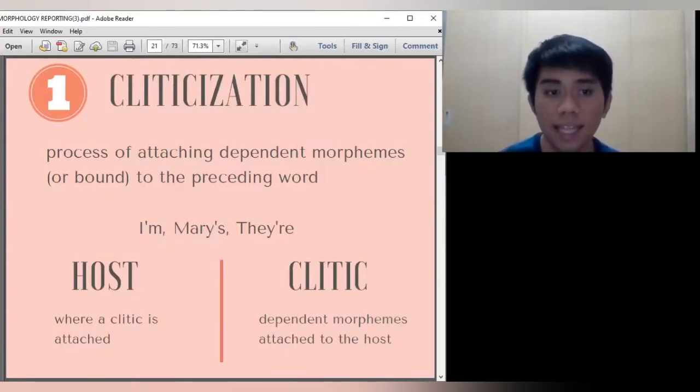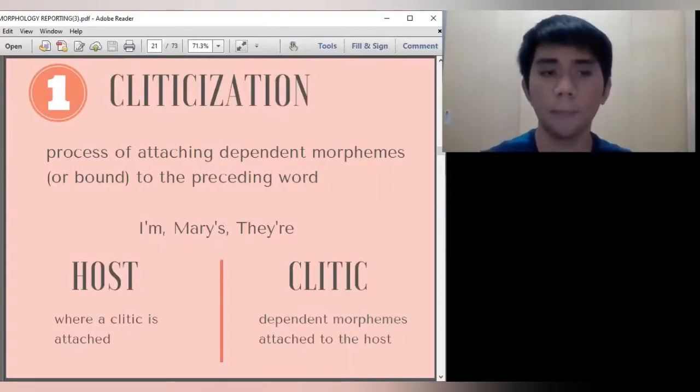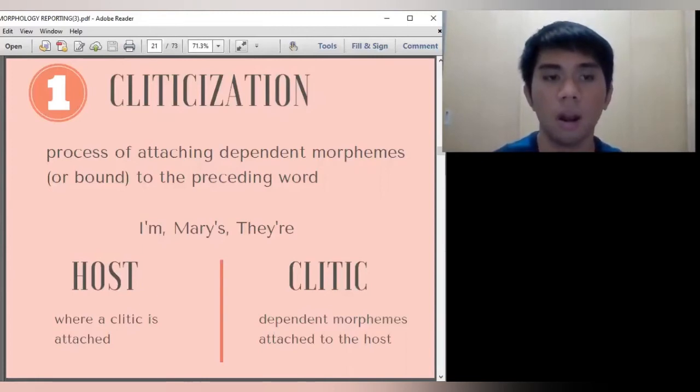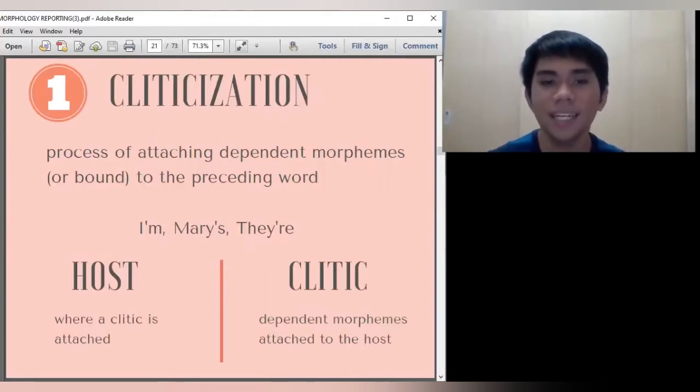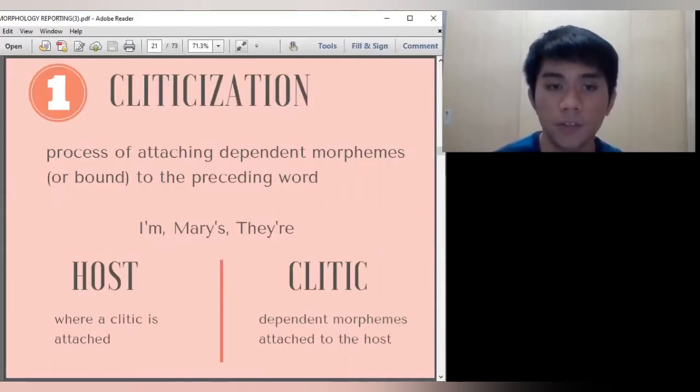Which are the hosts in this example? First, let's have the definition of host. These are where a clitic is attached. So in the examples, the hosts are I, Mary, and they. While clitics are the dependent morphemes which are attached to the host, so they always need a host. From the examples, the clitics are the apostrophe M, the apostrophe S, and apostrophe RE.